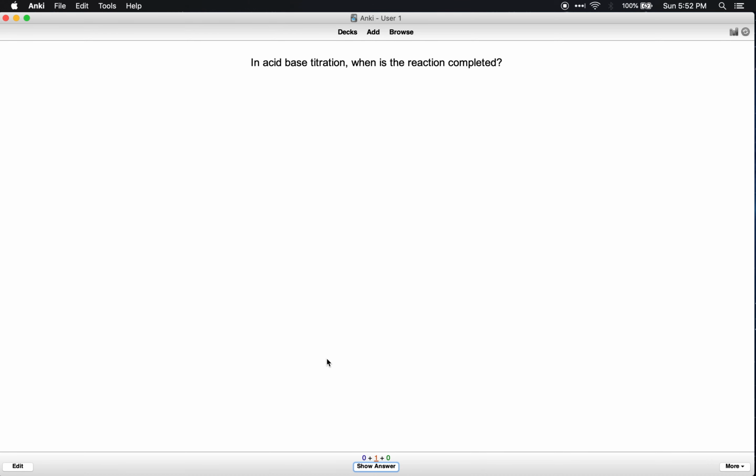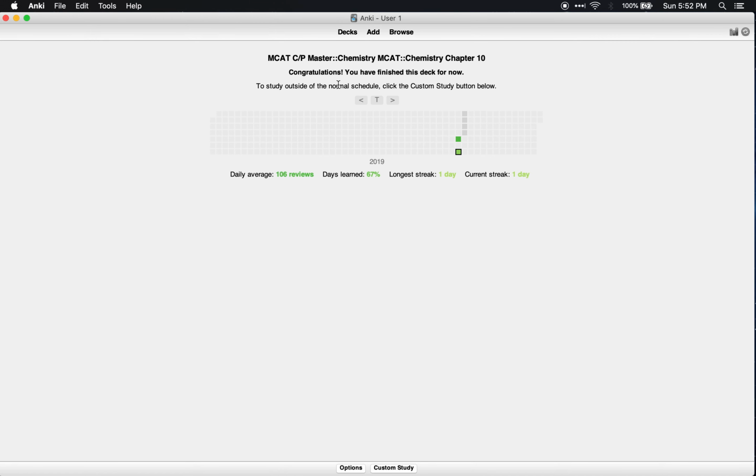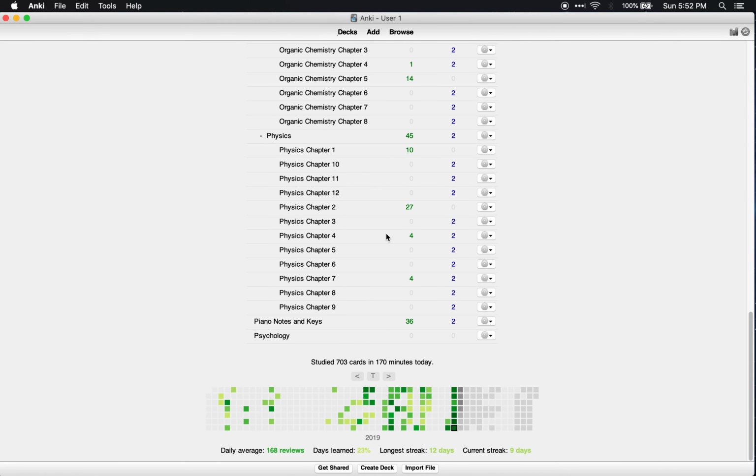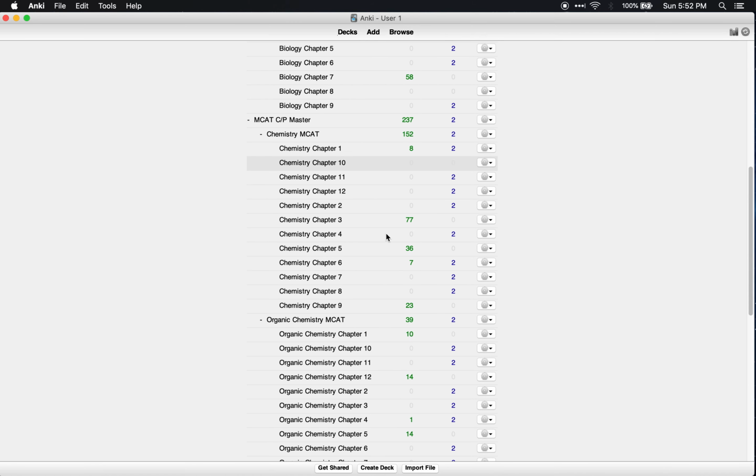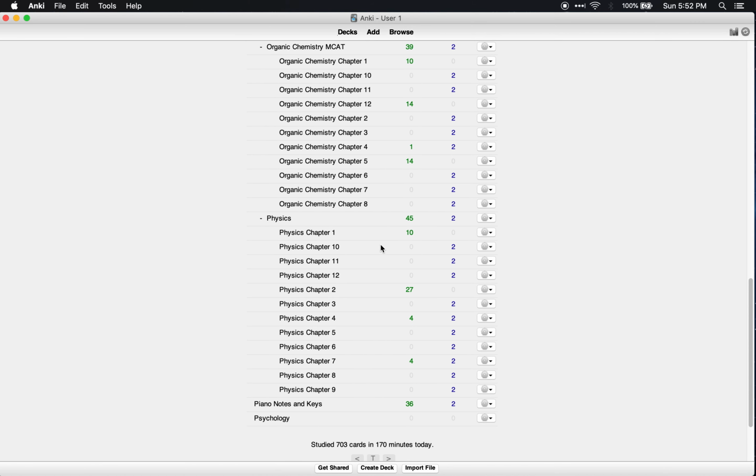In acid-base titration, when is the reaction completed? When there's equivalent amounts of acid and base. That was quick. All right, let's jump to OChem, Chapter 5.